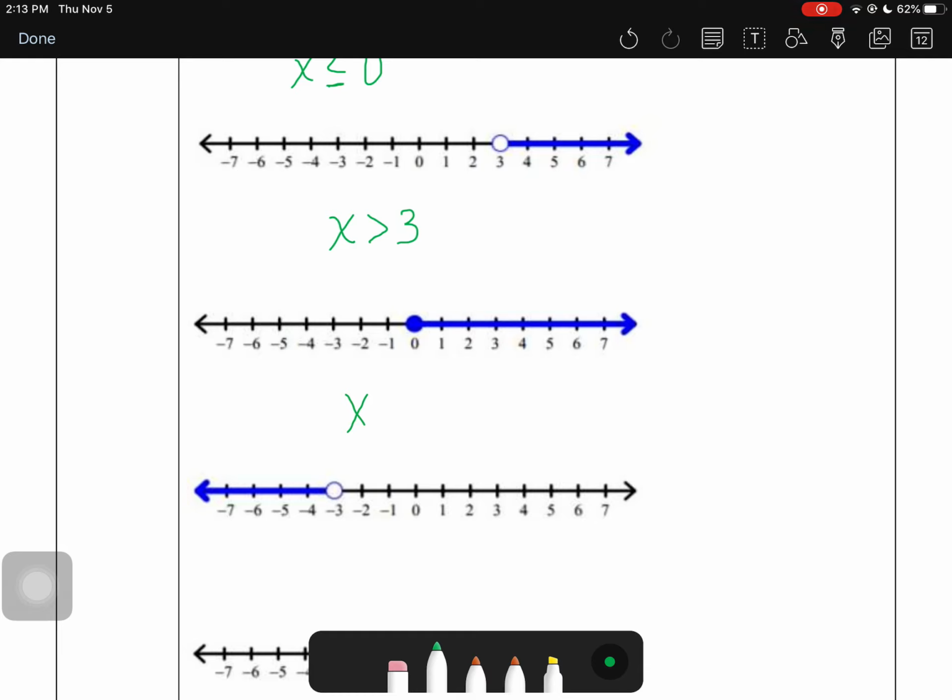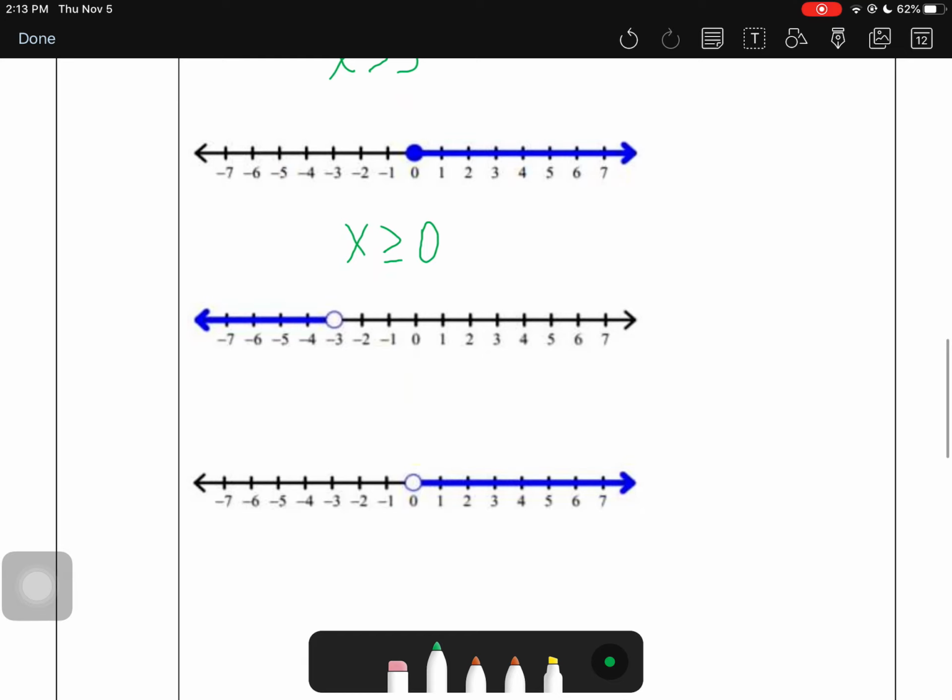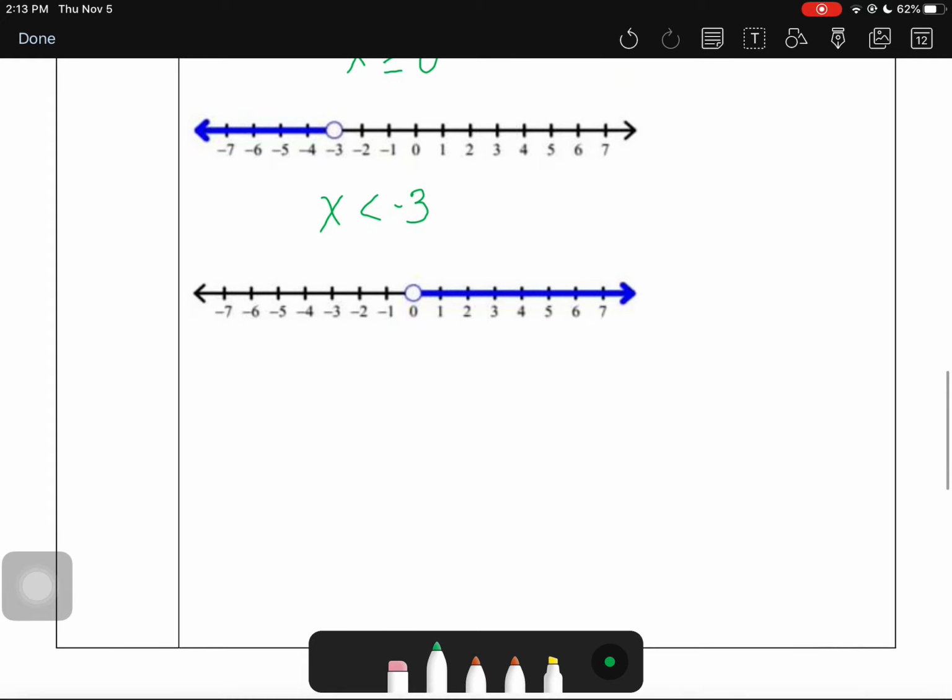X, again, it's at 0 and it's going to the right, but it's a filled-in circle, so it's equal to, and the circle is on the number 0. On the next one, we have our x, and it's pointing to the left because it's less than, but it's an open circle, so there's not a line underneath, and the circle is at negative 3.